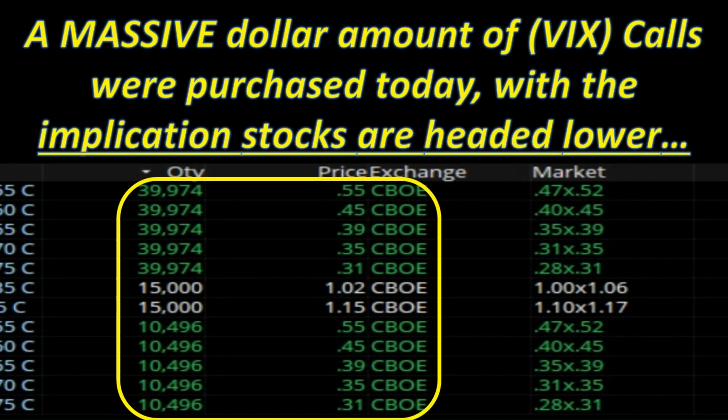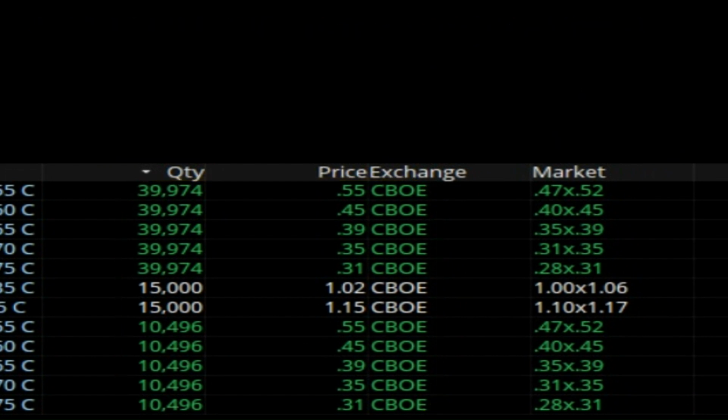Now, taking a look at just what we saw on the screen over here, we can imagine a massive dollar amount of VIX calls were purchased today, with the implication that stocks are heading lower. Again, we buy calls when we think the market's going to go up. They bought calls on the VIX. And remember, when the VIX goes up, the stock market goes down. So they purchased VIX calls expecting the stock market to go down.